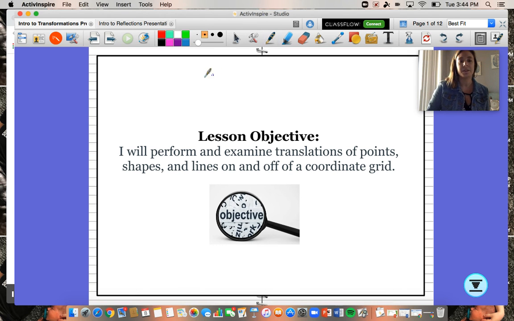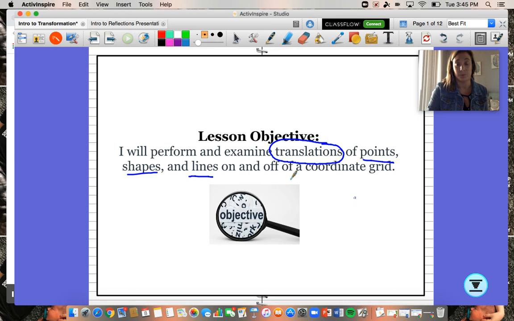So the objective here is I will perform and examine translations. So maybe that word sounds a bit familiar to you, of points, of shapes, and of lines, right? So you probably have some background knowledge of lines. We reviewed them a bit last week as well with different linear equations. This will happen more in class when we review this, right? So come with those questions, and we're going to be doing these on and off a coordinate grid.